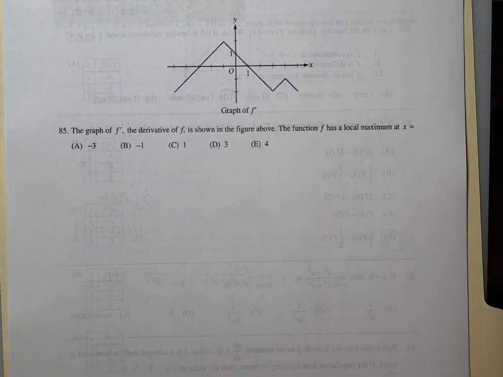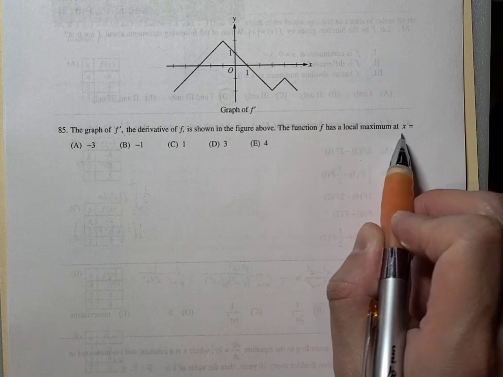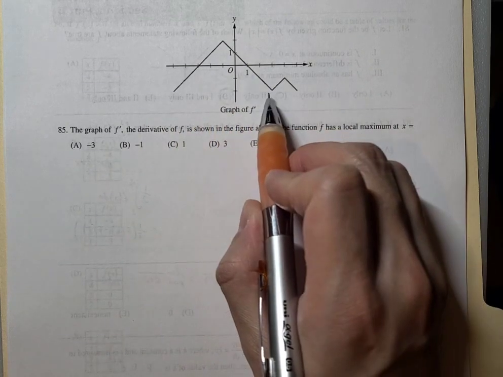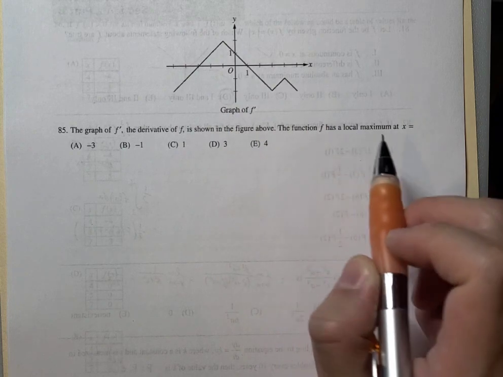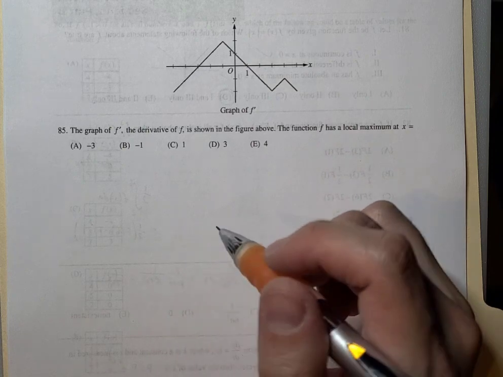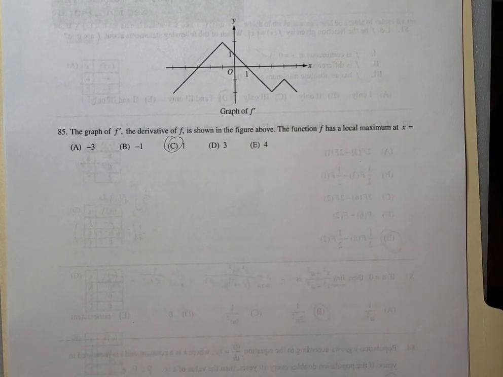The graph of f prime, the derivative of f, is shown above. The function f has a local max at x equal to what? This is like the other problem. This is f prime. f would have a local max if f prime goes from positive to negative. So that's at this point, which is C. As simple as that. Moving on.